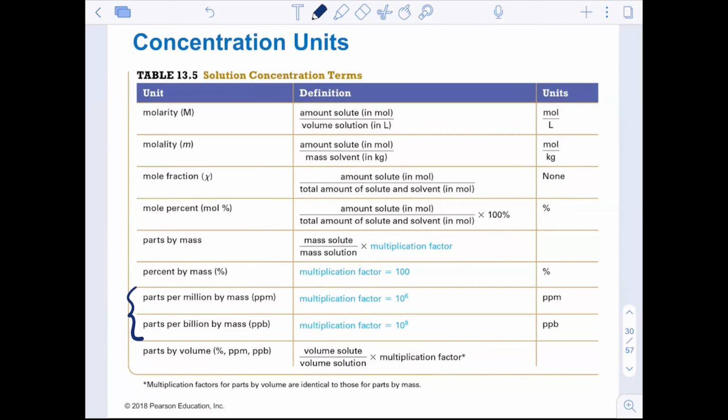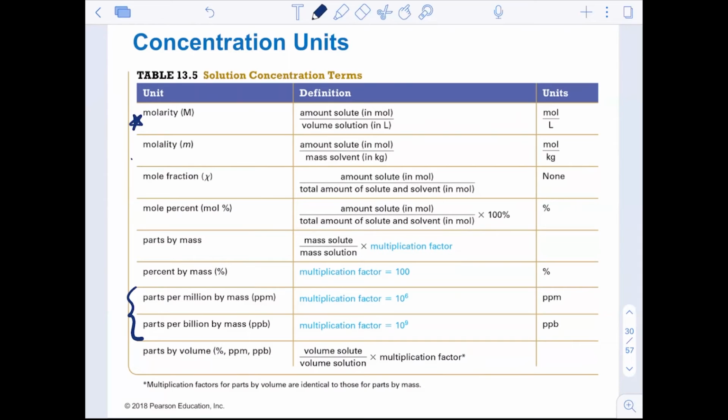So these are for very, very small solute amounts, very dilute solutions. Use ppm or ppb. I do expect you to be able to utilize all of these, okay? We will talk first a lot about molarity because it's familiar to us.